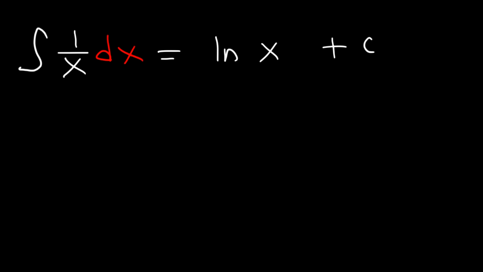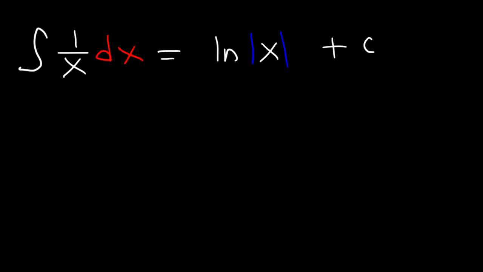In this video, we're going to talk about how to integrate functions that turn into natural log functions. So let's start with this example. What is the antiderivative of 1 over x dx? It turns out that this is equal to the natural log of x plus c. The derivative of ln x is 1 over x. So the antiderivative of 1 over x is ln x.